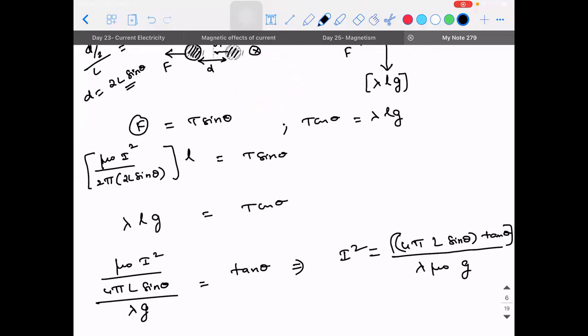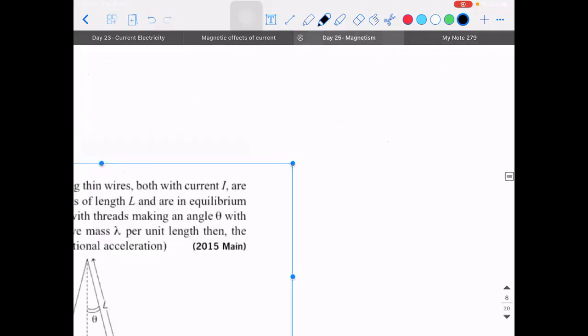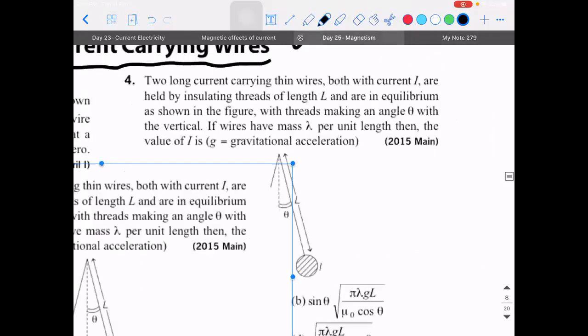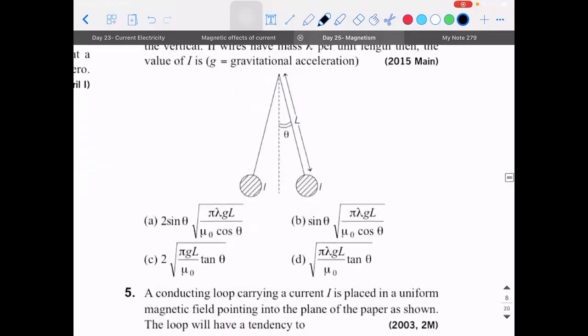Can we take mu naught by 4 pi as 10 to the power minus 7? Yeah, you can, but are they expecting something like that? How is the final answer given? I don't think that mu naught is disturbed.